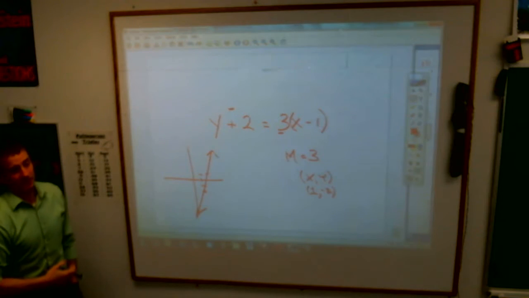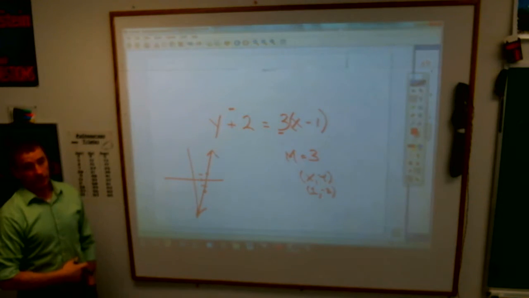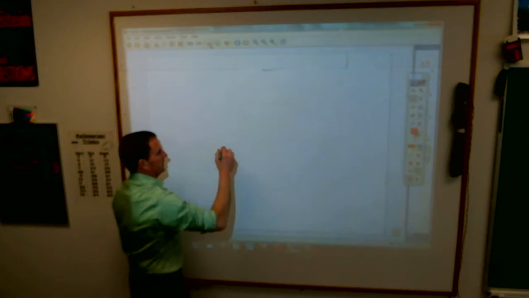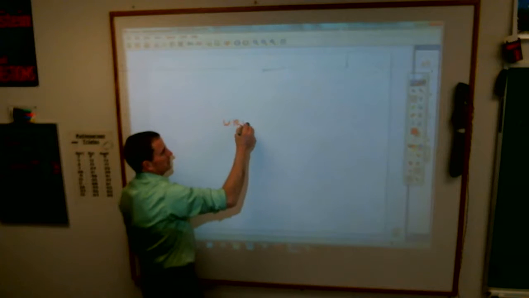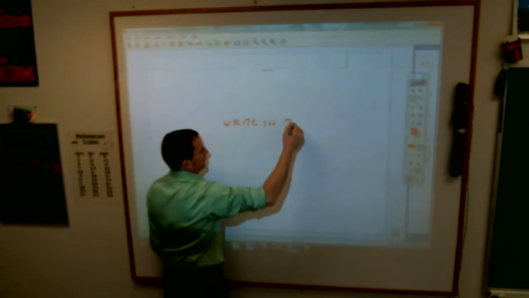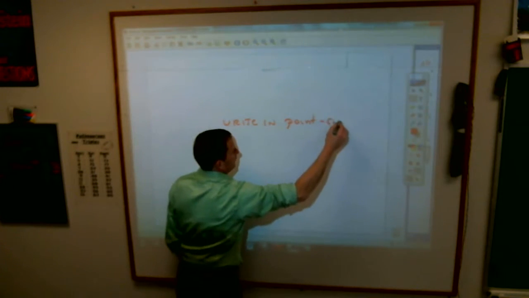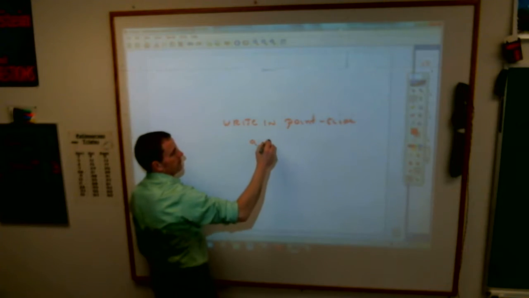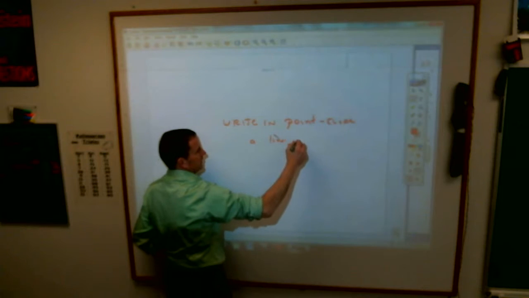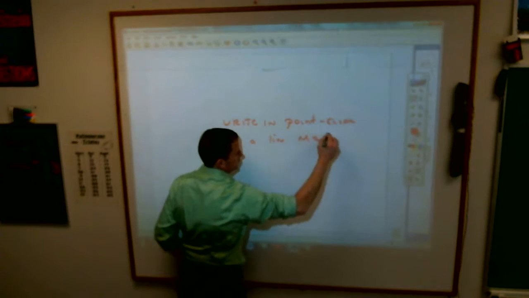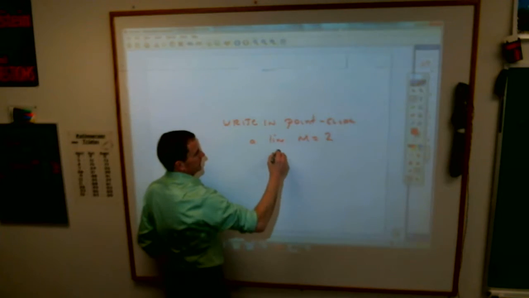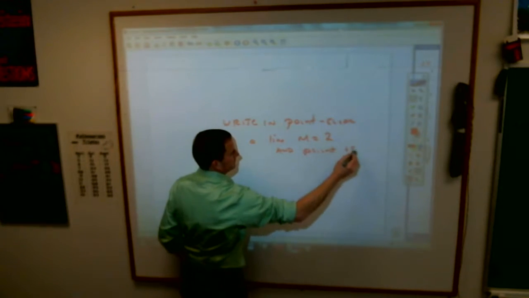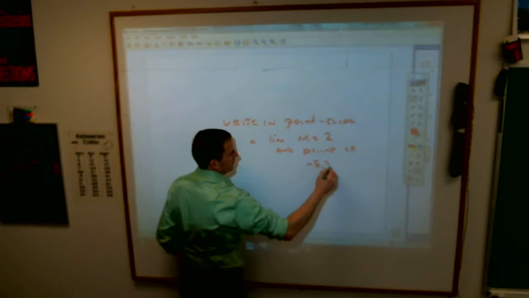Again, I don't understand the value of this, okay? But some of the things they'll do with you is this, they'll say write in point slope form a line that has a slope of 2 and a point of -5, 3.